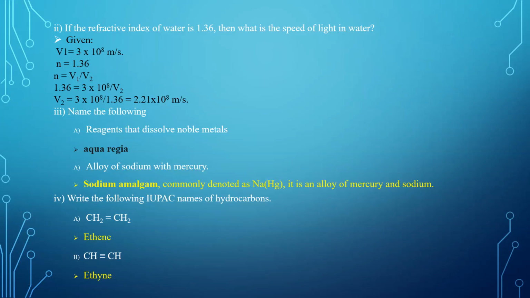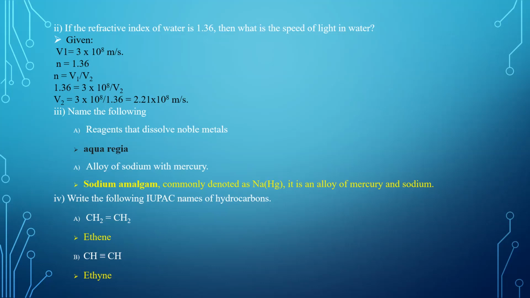Now you have to name the following, that is, alloy of sodium with mercury. What is the alloy of sodium with mercury? That is known as sodium amalgam. The alloy is named sodium amalgam, commonly denoted as NaHg. Na stands for sodium and Hg for mercury. It is an alloy of mercury and sodium. That is named sodium amalgam.